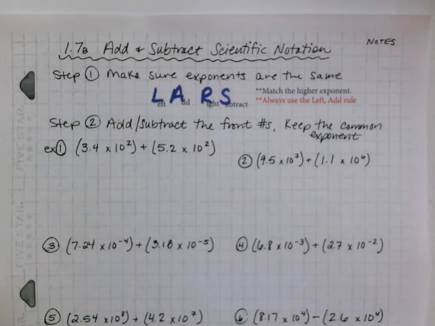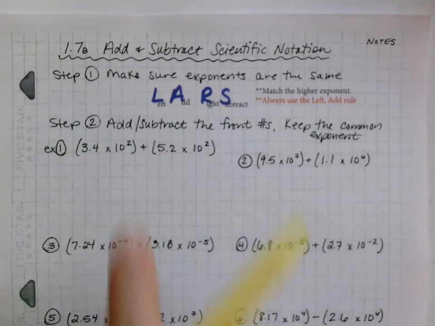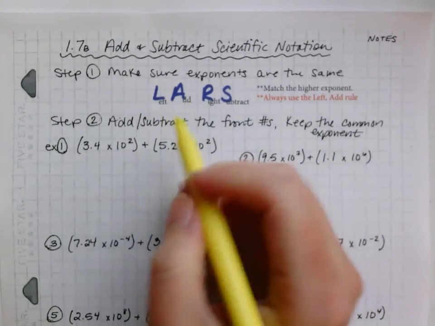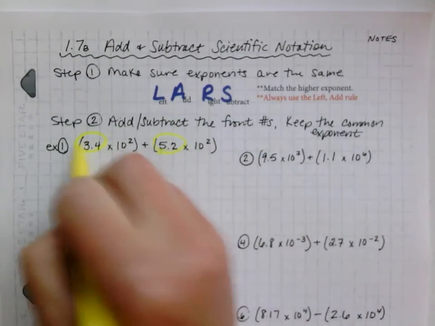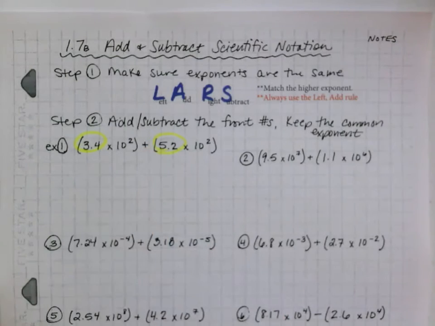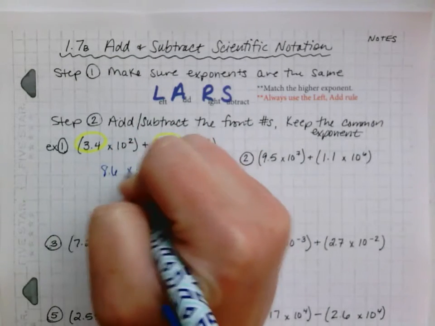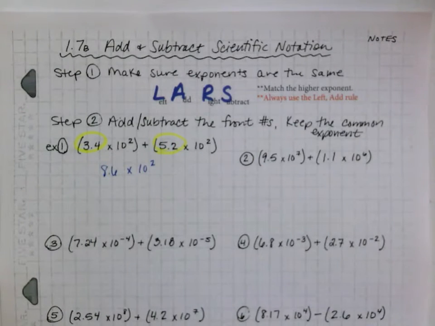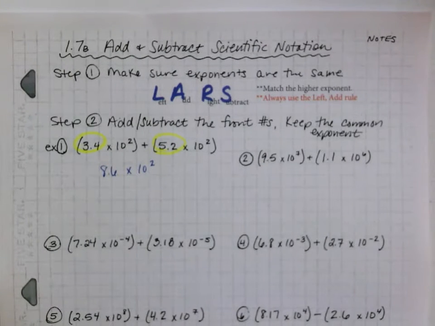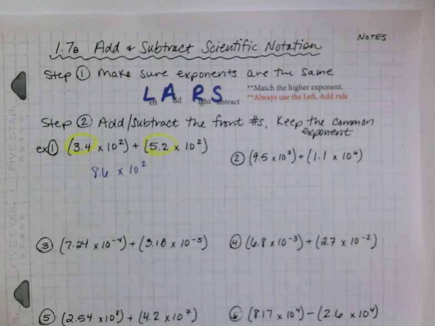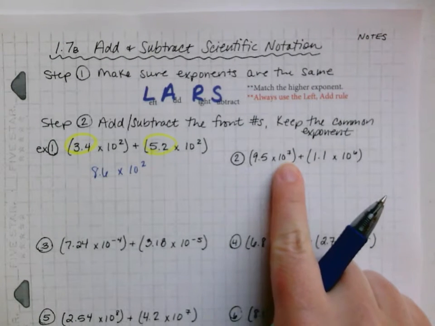So for instance, in example 1, we already see that our exponents are the same. So because our exponents are the same, we can go ahead and just add the front numbers because that's our operation here to get 8.6. And then we'll just still keep it times 10 to the second power because our powers already match, and then we're good to roll.